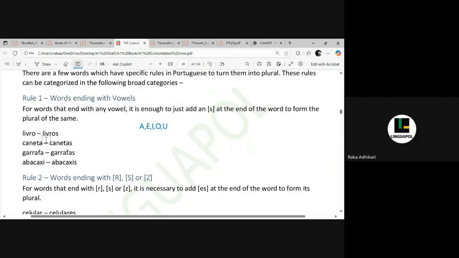Like we have livro, plural is livros. So we just added an S and we have the plural. Livro, livros. Caneta, canetas. Garrafa, garrafas. Abacaxi, abacaxis. So like this, whatever word we have, if it ends with a vowel, then we simply add an S at the end to make it plural. Very simple rule.